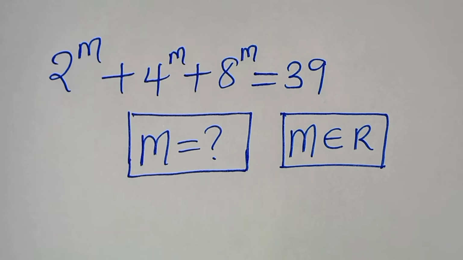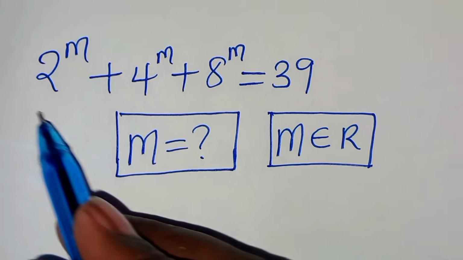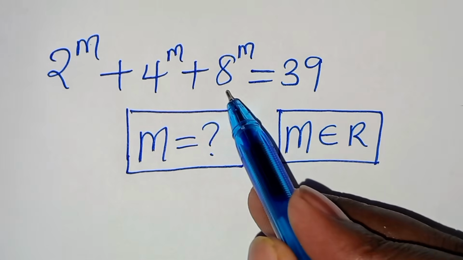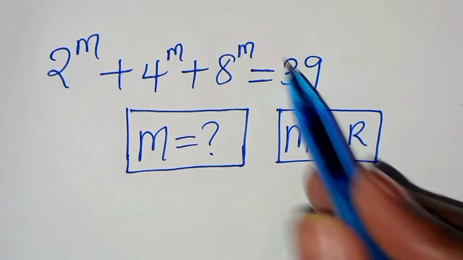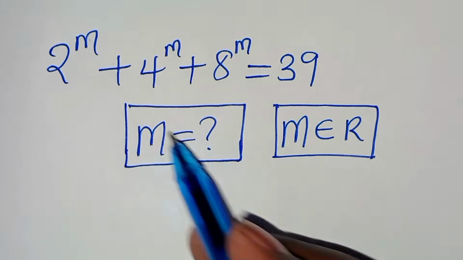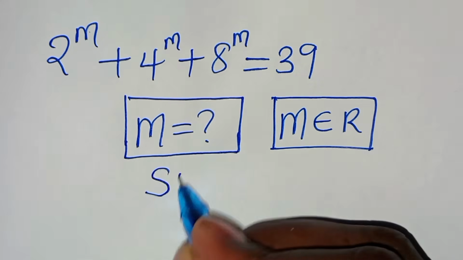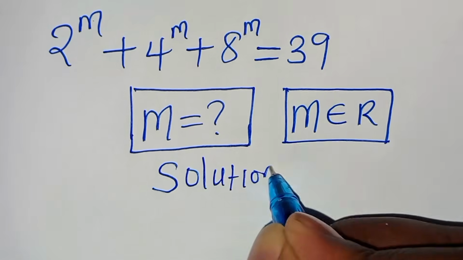Hello everyone, you're welcome to solve this nice exponential equation, which is 2^m + 4^m + 8^m = 39. So what is the value of m given that m belongs to real numbers? Let's provide a solution from here.